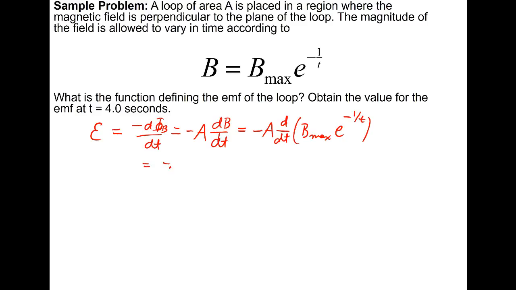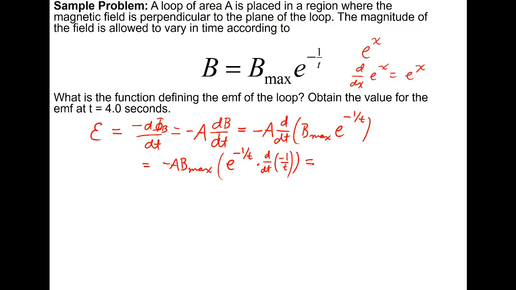First of all, the B max comes out of that, but then secondly, if we have e to the x, the derivative of e to the x is just simply e to the x. So this is a chain rule where we're going to have to just write the function itself, e to the minus 1 over t, times the derivative with respect to time of that function. So if you've studied the chain rule in calculus yet, you will have seen this. So that's d dt of negative 1 over t.